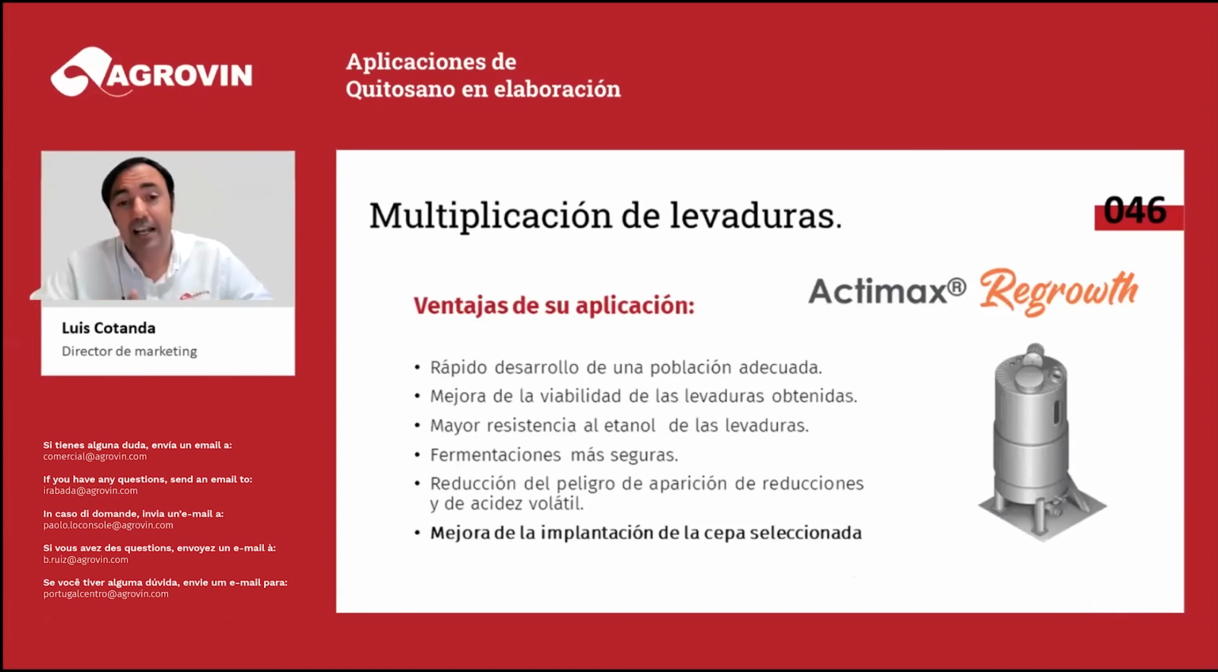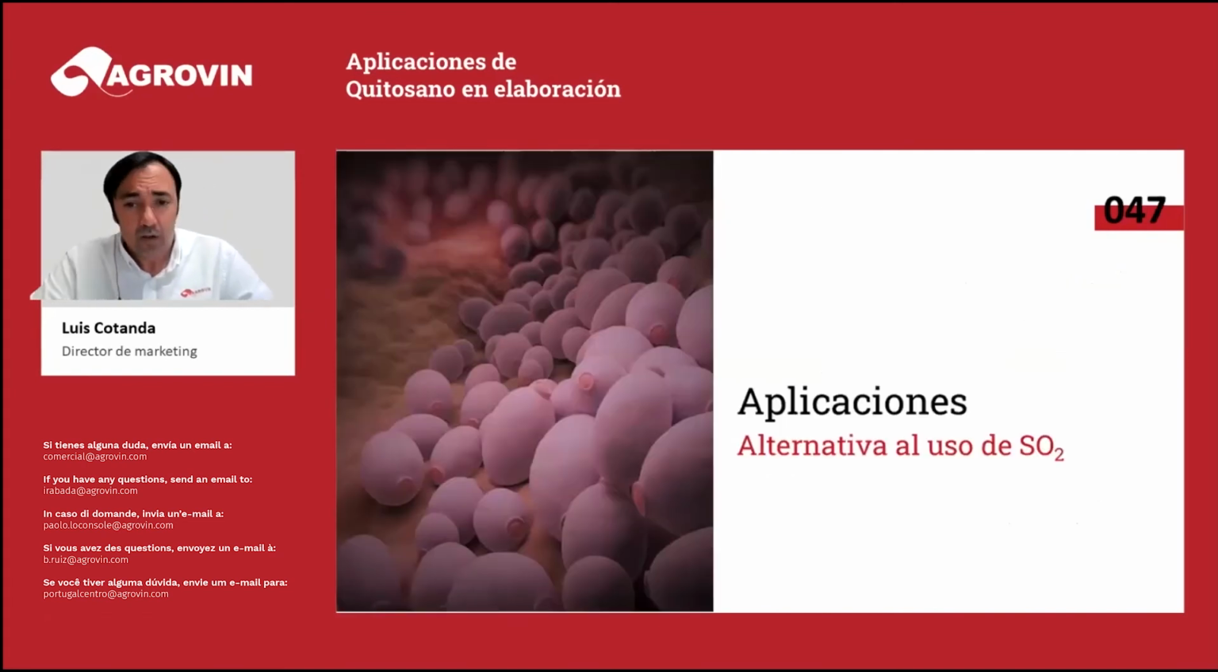Summing up, what would be the advantages of applying these types of nutrients in multiplication? Well, we have a very quick development of yeasts, viable yeasts that are able to finish fermentation with no problems. We will see that the yeast that we have multiplied will be able to express itself. It is going to be imposed in the second fermentation that we have subjected it to.